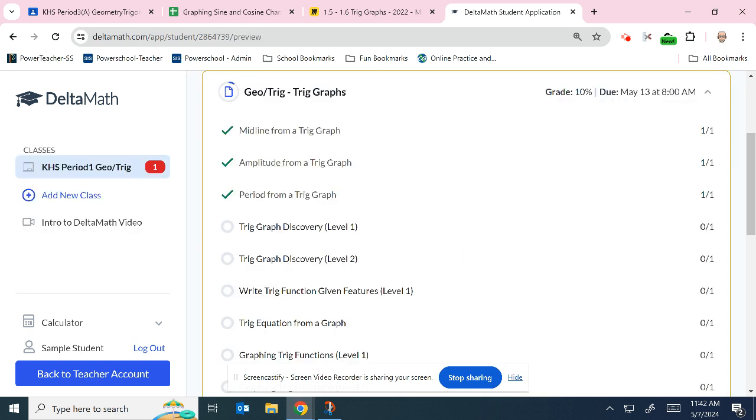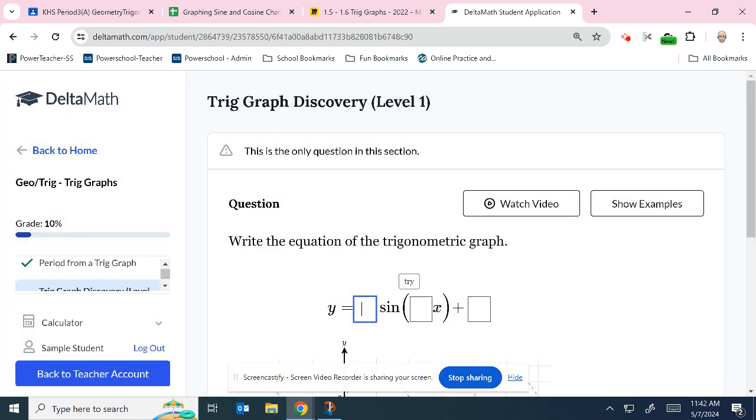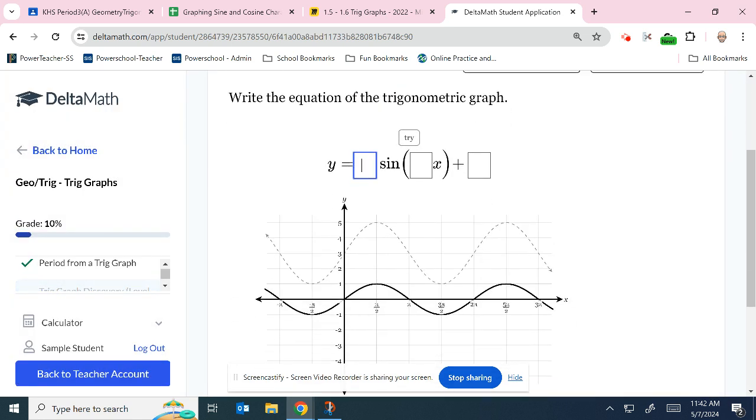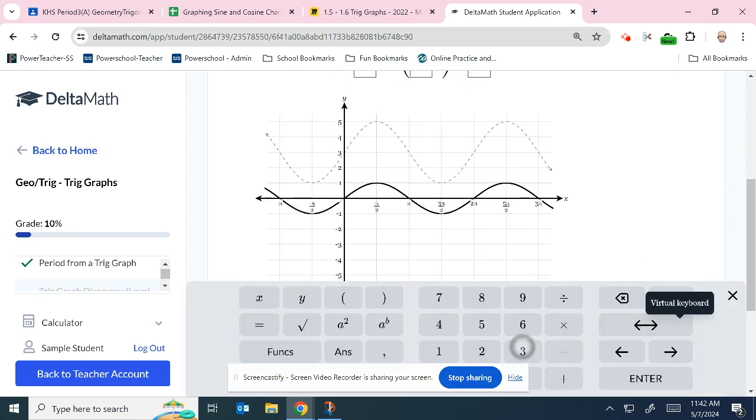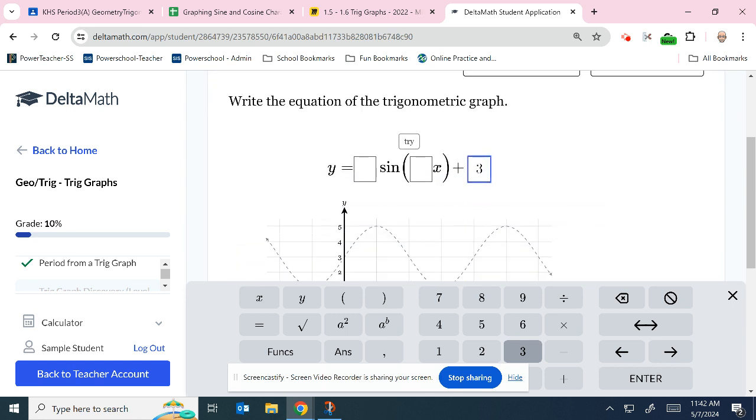Okay, so those are your first 3. That's just our ABCDs. Now for the cool stuff. Trig graph discovery, level 1. This is where you get to play around with some of the numbers and you get to hit the word try. You want to get your solid graph to land on top of the dotted graph. So to do that, I already see that it's going to need to go up. And if it starts here at 0 and it goes up here to 3, I know I'm probably going to need to go up 3 units. So I'm going to put a 3 in there.